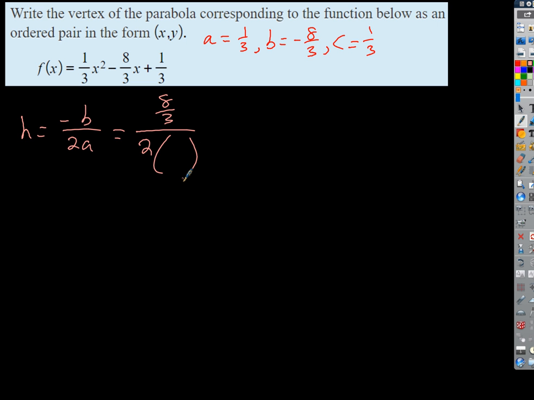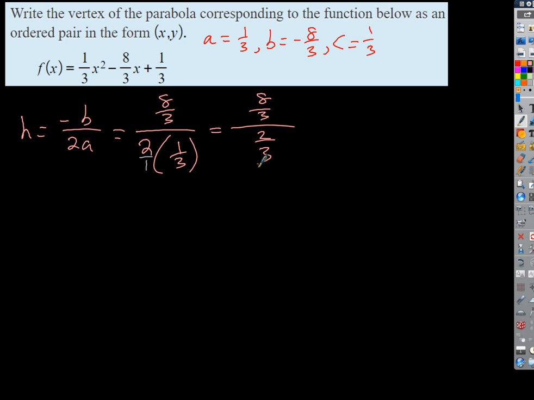What's A? 1/3. Okay, so now let's just review this fraction stuff. What's 2 times 1/3? 2/3. How do we know that? Because there's an invisible 1 on the bottom of any whole number, any integer. So we multiply straight across, and that gives 2/3. Do I need to write that 1 there? No, not really. If we multiply an integer times a fraction, we're just multiplying the numerator. So we end up with 8/3 over 2/3, and that's our goal.